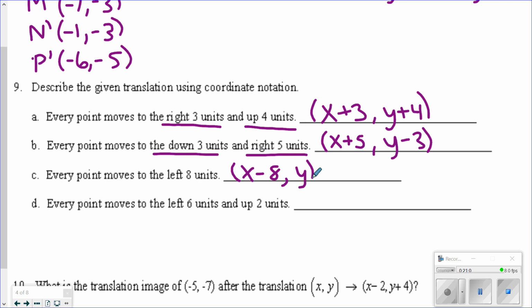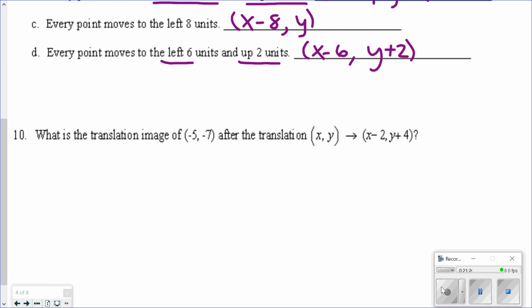And then finally, every point moves to the left 6 and up 2 units. So left 6 and up 2 units. This would be x minus 6, y plus 2.